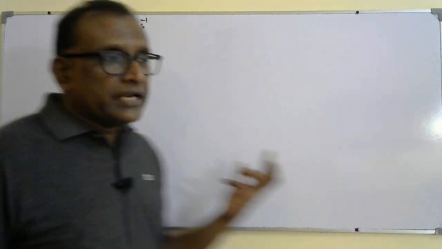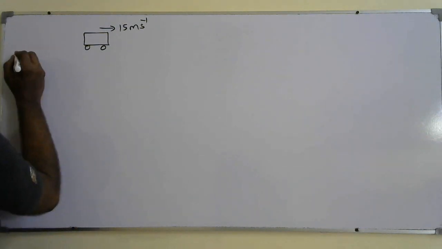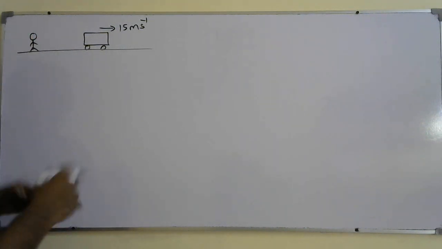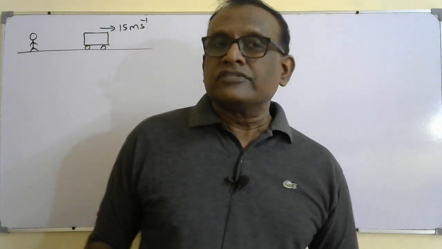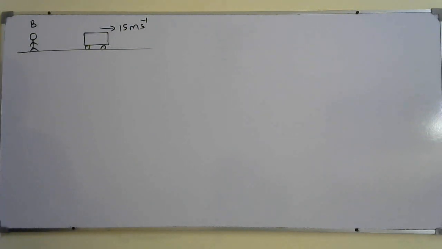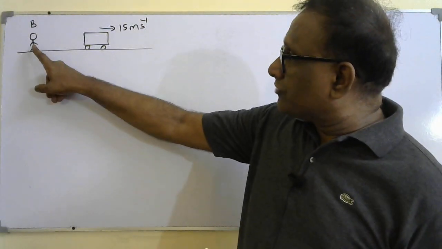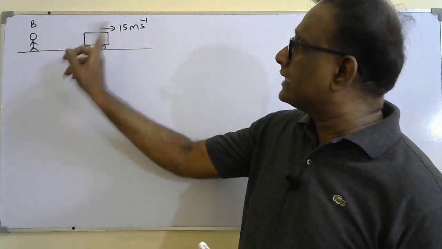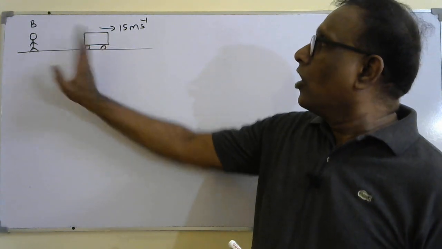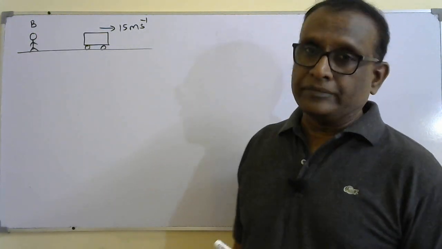Say in unit 1, if the speed of the car is 15 meters per second, it's moving on the ground, and there is an observer. Observer means someone who is doing some measurements. If there's an observer B standing on the ground, we can say the speed of the car on the frame of reference of B. B is measuring the speed of the car. He is standing at rest on the ground. So the speed of the car on the frame of reference of B is 15 meters per second.